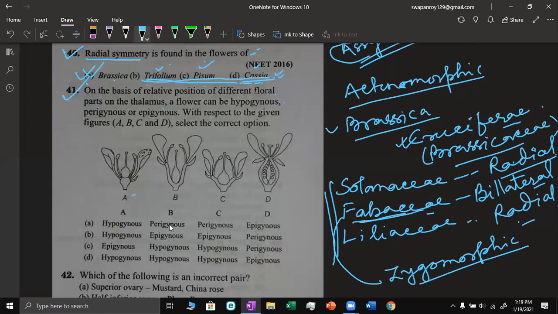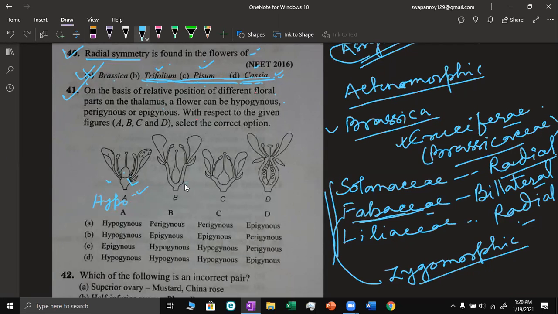A is what? There is a diagram for? You have forgotten? I think in the previous class we have learned about hypogynous, perigynous, epigynous. Hello? Can you hear me? Say this one, the first one is hypogynous. Here we have to see their point of attachment on the thalamus. Here it is superior, all others are below the gynoecium or the ovary. So this one is hypogynous.